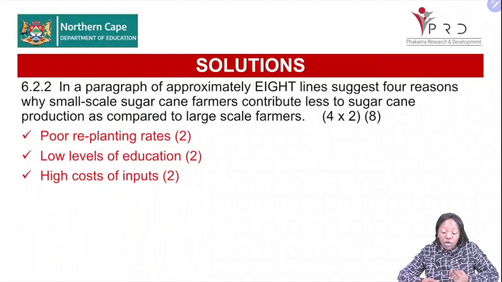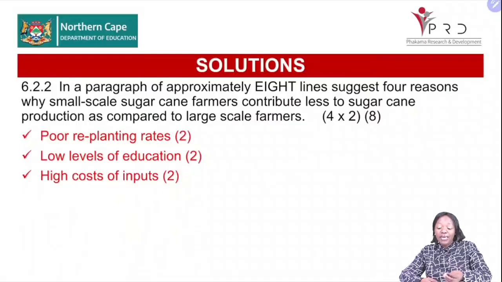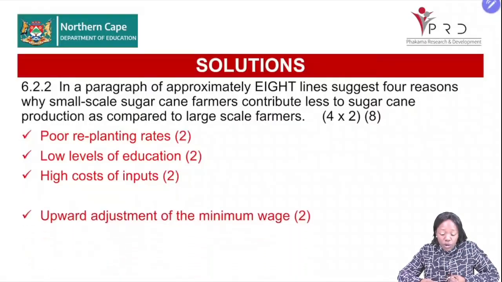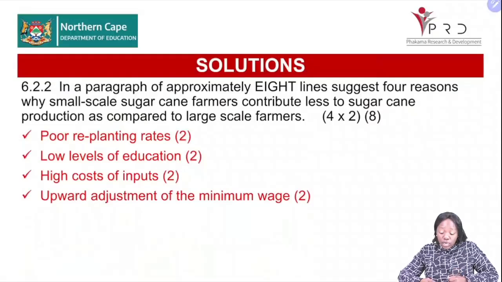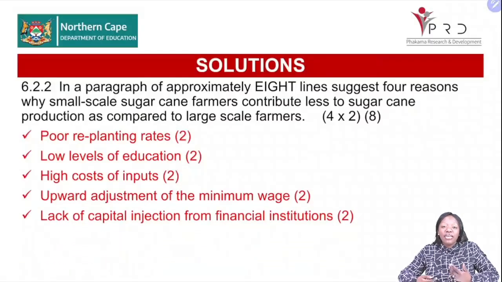The high cost of inputs, remember, they still need to buy fertilizers. They still need to buy chemicals. So if they're a small-scale farmer, they do not have capital, so therefore they will end up not buying these, and then they will have the small yield. Then we're looking at the upward adjustment in the minimum wage. Again, that small-scale farmer is supposed to pay the workers the minimum wage, and it is taking on his or her profit.